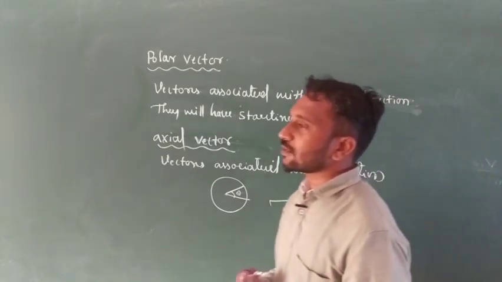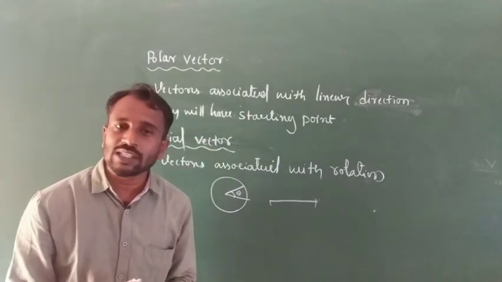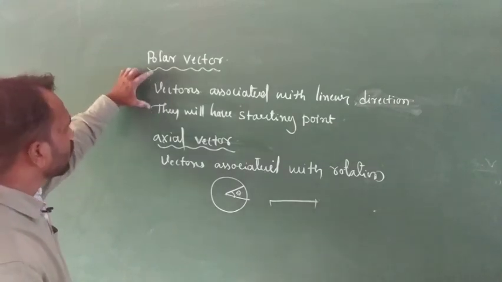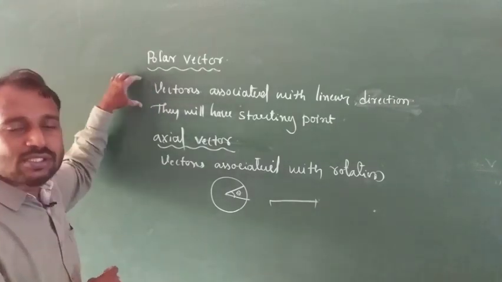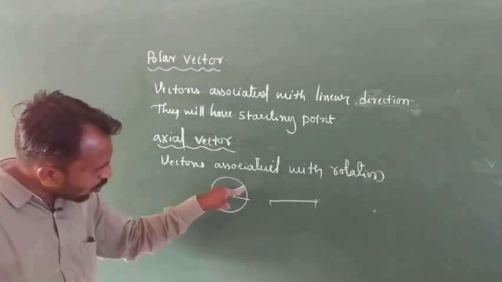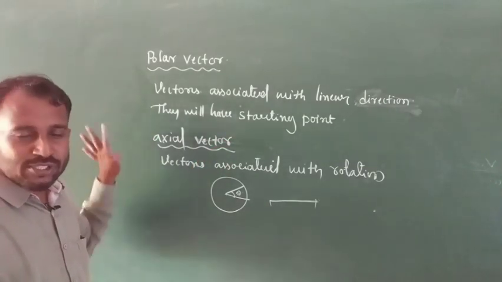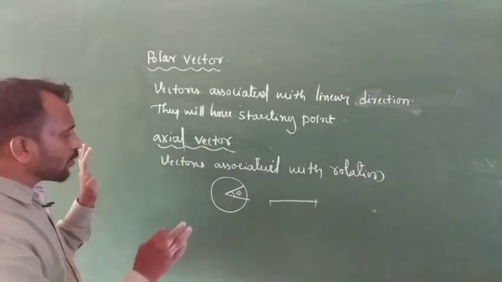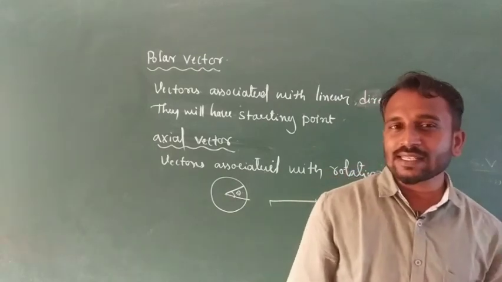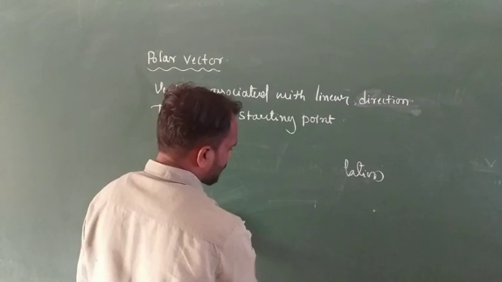These vectors are associated with rotation and those vectors are associated with a linear direction. In a coordinate system, polar vectors do not change, but for axial vectors the coordinates continuously change. Suppose an object is in circular motion, here we consider axial vectors. Next one we consider is like vectors.